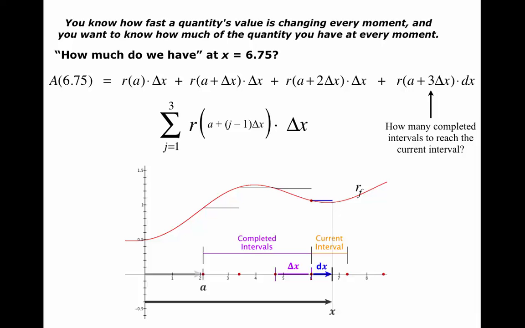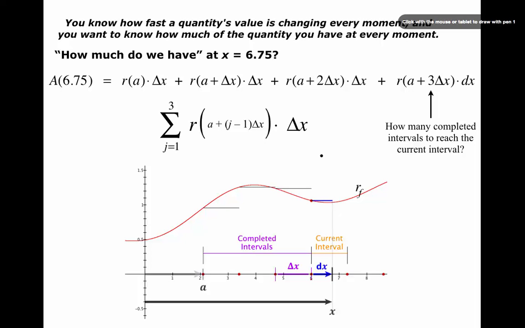This is the last value of j. So j starts at 1, and we calculate this. Then we let j equal 2, and we calculate this. And then we keep going, and this is the last value of j we'll do. So we'll let j equal 3, and that'll be the last time we do it. Is that better? Okay. All right, so for the current interval, we have a plus 3 delta x.